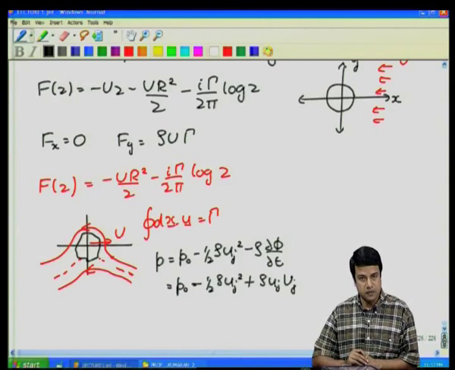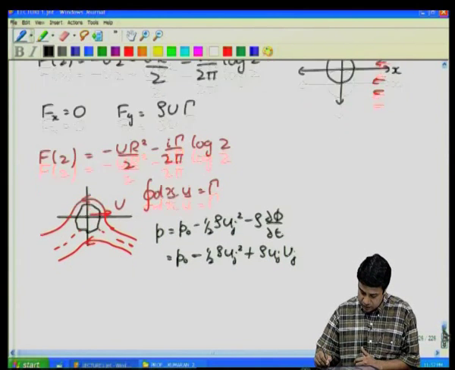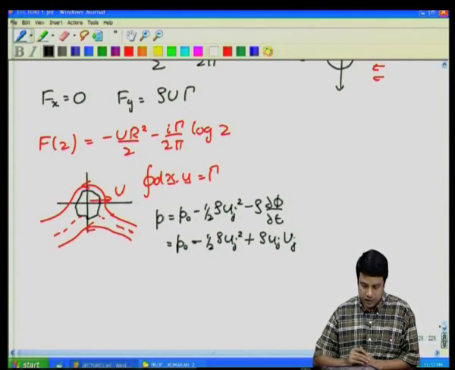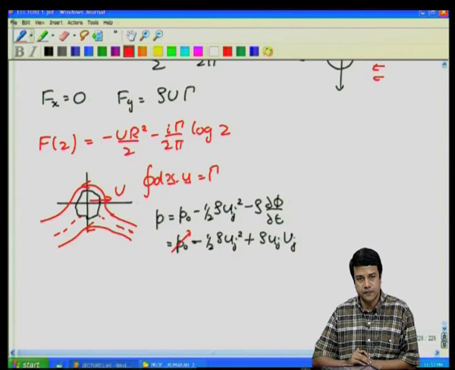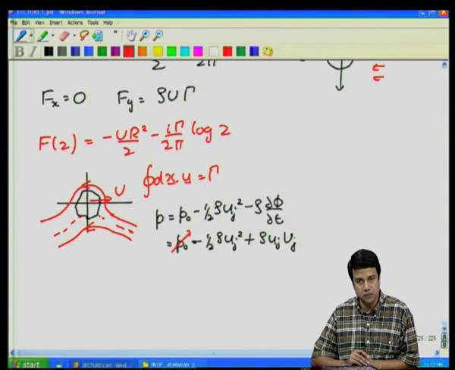Rho u dot capital U, where capital U is the velocity of the object. Of course, without loss of generality, I can set P naught equal to 0, because that is just a constant pressure that is far away when the velocity goes to 0. So, I get P is equal to minus half rho u j square plus rho u dot capital U.